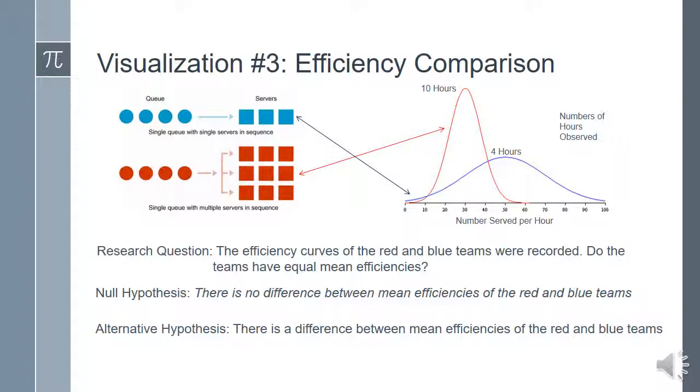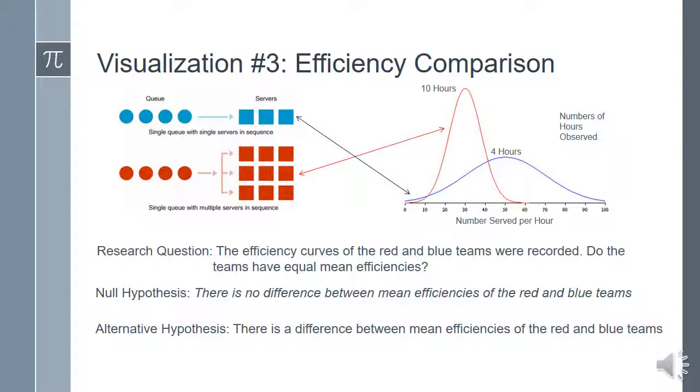Our third visualization will be efficiency comparison. Again, our research question is, the efficiency curves of the red and blue teams were recorded. Do the teams have equal mean efficiencies? Or only our statistical procedures will be able to test this?